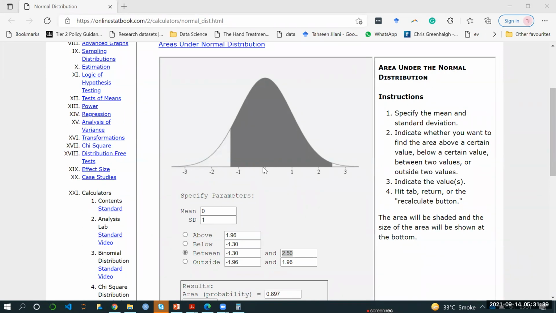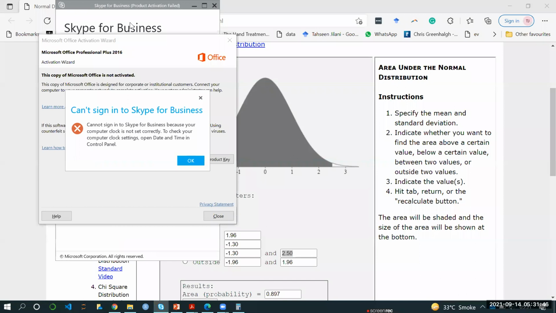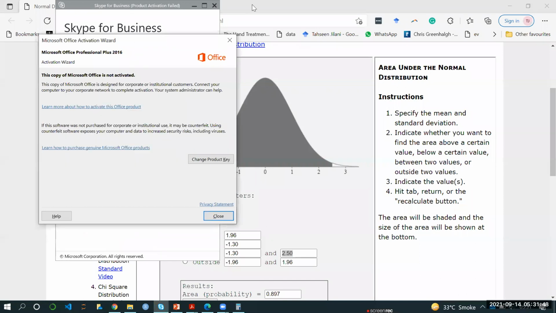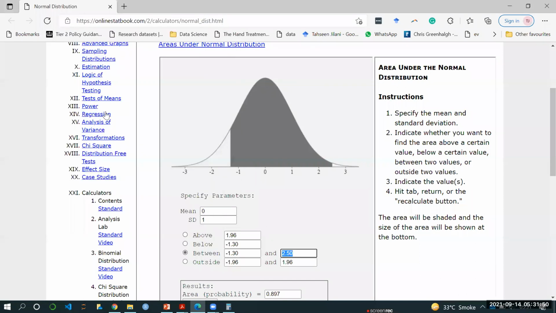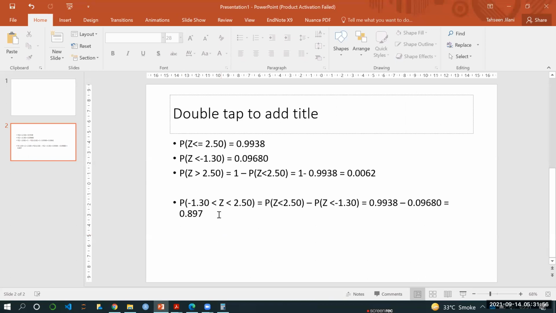So this is a way you can use this calculator, but in practical life you will be using online tables, while on the academic side you will be using paper-based tables. So that's a way to find probability.